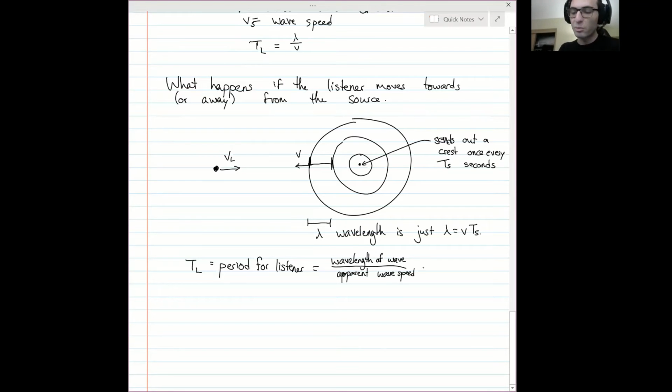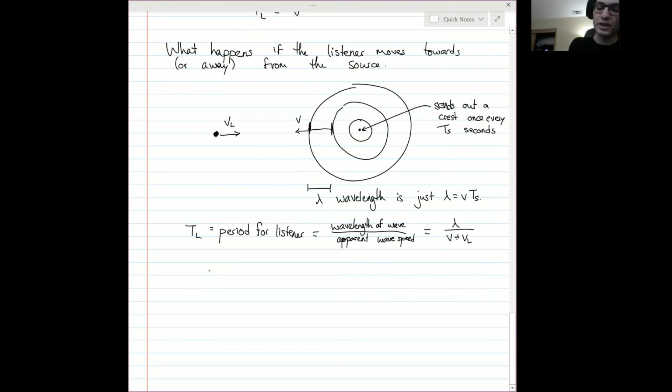So the wavelength is just the wavelength. If this person got out a ruler, they would measure the appropriate distance between the waves. However, what's different here is that because the listener is going towards the waves, it looks like the waves from the listener's perspective are moving faster. So the apparent speed of the waves is v plus VL, because the listener is moving towards the waves.